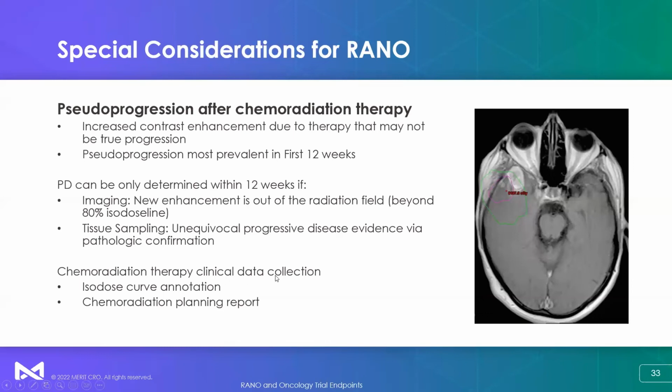Chemoradiation therapy clinical data collection might become an important factor in such cases. One is the isodose curve annotation, so that the radiologist would know where the actual treatment field is, and they can make sure that any new enhancement is outside the radiation field and not inside it, so they can actually determine the progressive disease. And then also the chemoradiation planning report and the treatment report can be supplementary for the readers.